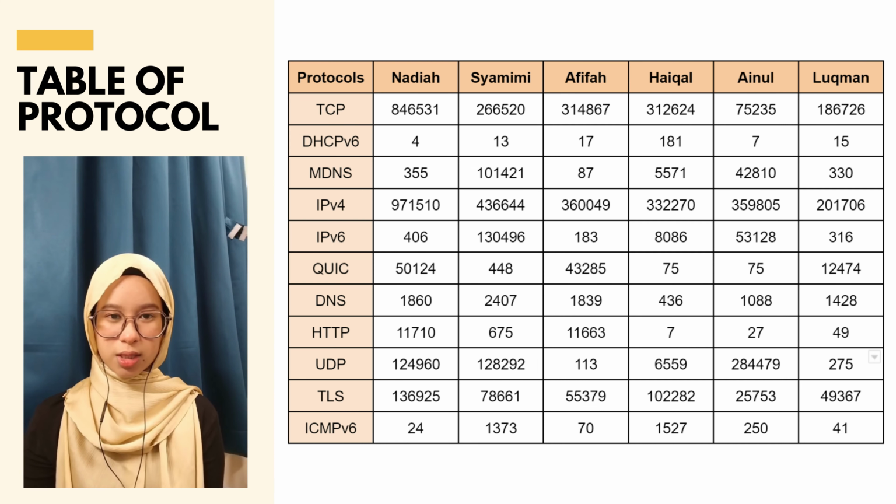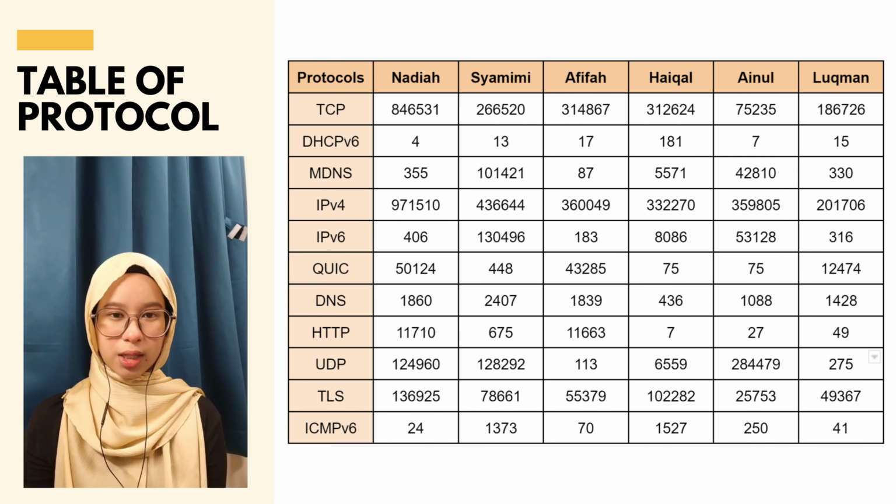IPv6 is the next generation internet protocol IP address that is intended to supplement and eventually replace IPv4. For IPv6 protocol, Afifah has the lowest packet and Shamimi has the highest packet. QUIC protocol is an experimental transport layer network protocol designed by Google. Haikal and Ainul have the lowest packet of QUIC protocol and Nadia has the highest packet of protocol.